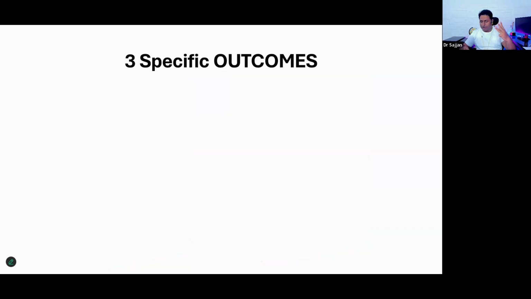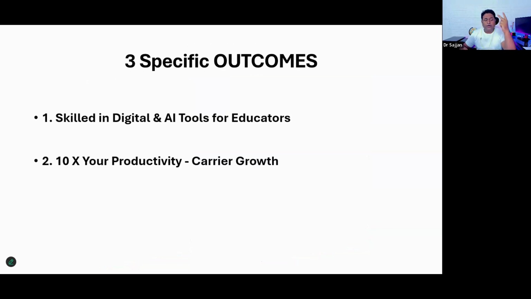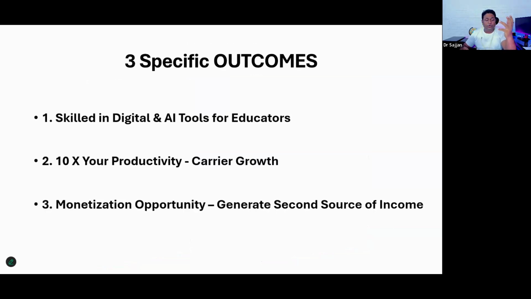Okay, so three specific outcomes, as I said. One, be skilled in digital and AI tools for educators. Two, 10x your productivity, that is career growth. Third one is a monetization opportunity. You can generate a second source of income.